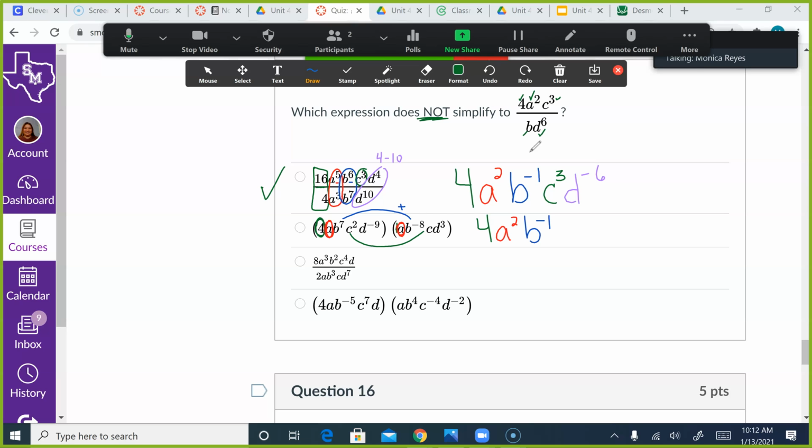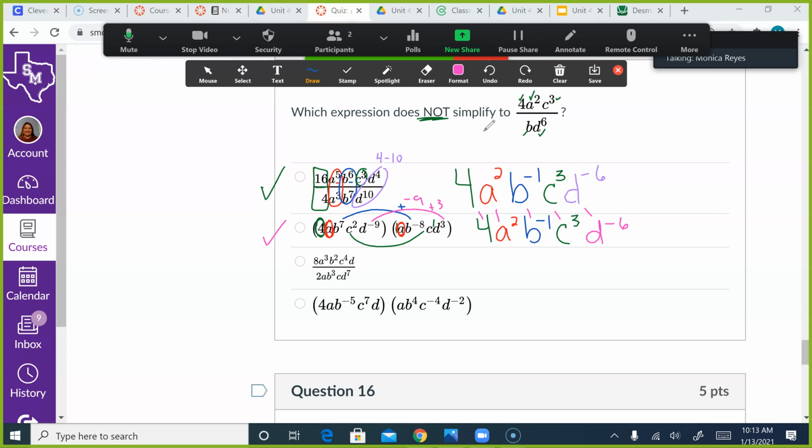C squared and 1C, 2 and 1 makes 3. And then D, negative 9 plus 3 is negative 6. So again, we can compare it to the top one, but if it matches this one, we already know the first one works. So that's the exact same thing. So that one's going to work too, which means it's not that answer.